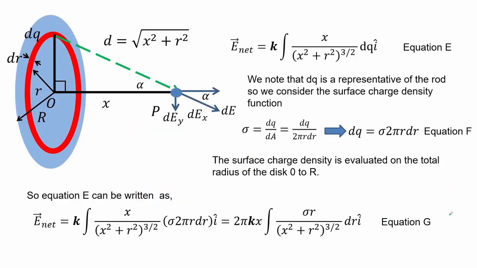We note that dq is a representative of the disk, so we consider the surface charge density function as shown by equation F. The surface charge density is evaluated on the total radius of the disk, 0 to r. We also substitute the value of dq as a function of the surface density as shown by equation F. So equation E can be written as equation G.